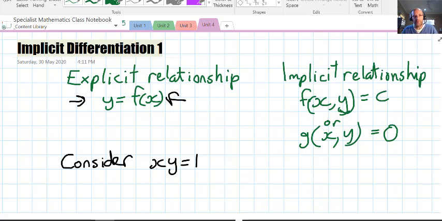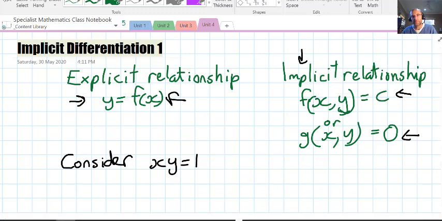but sometimes it might not be convenient, if things are given in an implicit manner, to convert to explicit, and sometimes it's not really possible. So in an implicit relationship we have f of x and y, both, and that would be equal to some constant in an equation. A variation on that might be g of x and y equals 0.